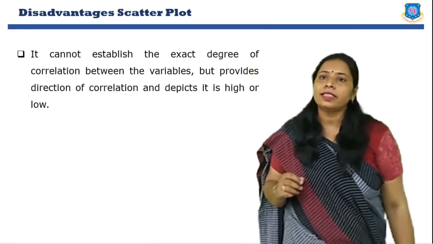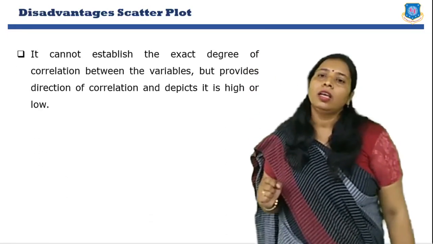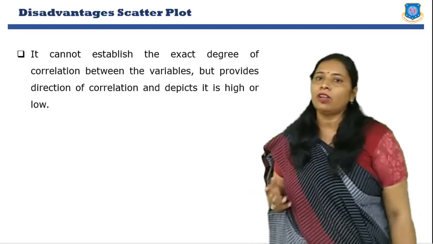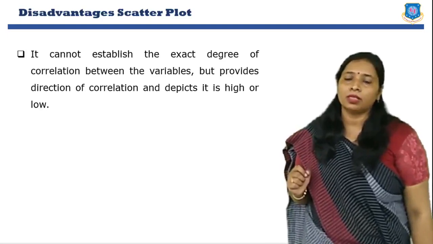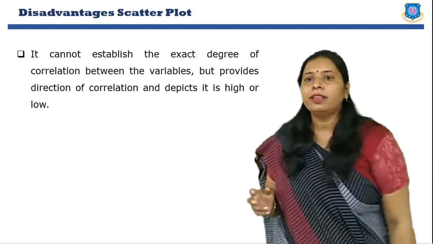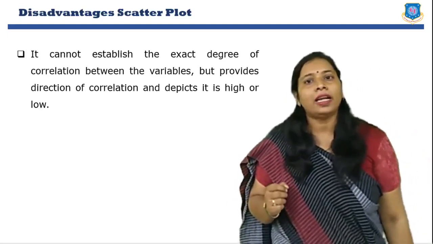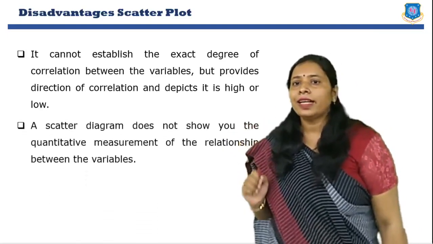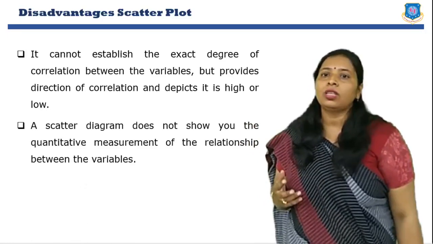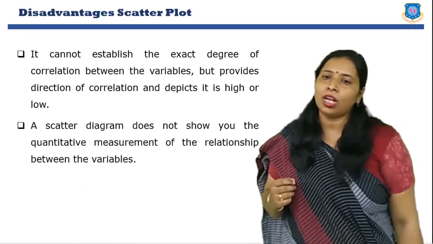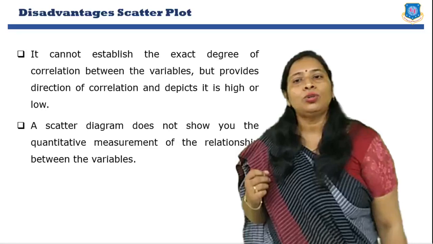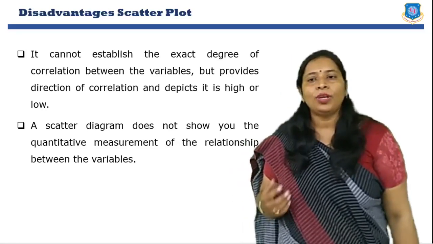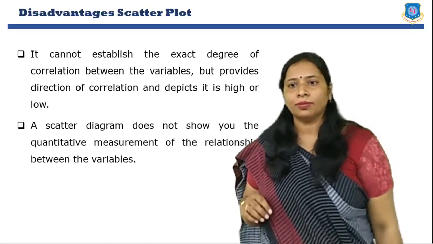Now let's discuss disadvantages of a scatter plot. In a scatter plot, you cannot establish the exact degree of correlation between the variables, but you can provide the direction of correlation and depict whether it is high or low. The next is a scatter diagram does not show you the quantitative measurement of the relationship between the two variables. It only shows the qualitative measurement between the two variables.